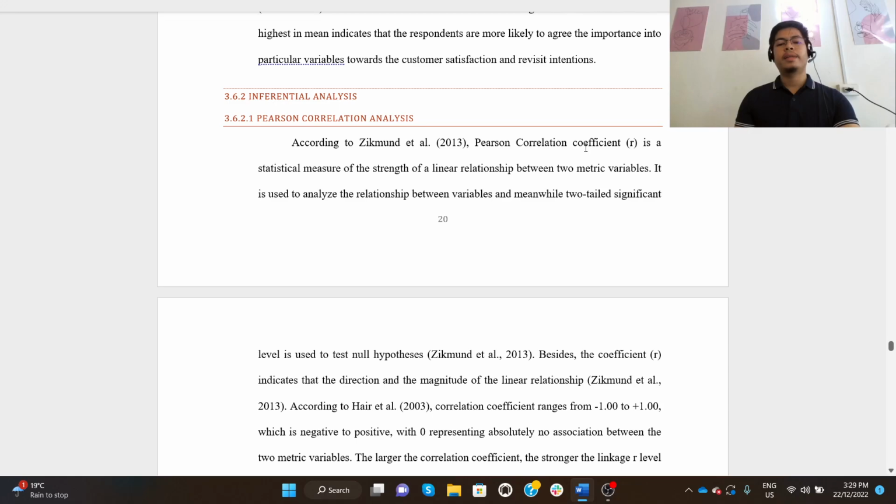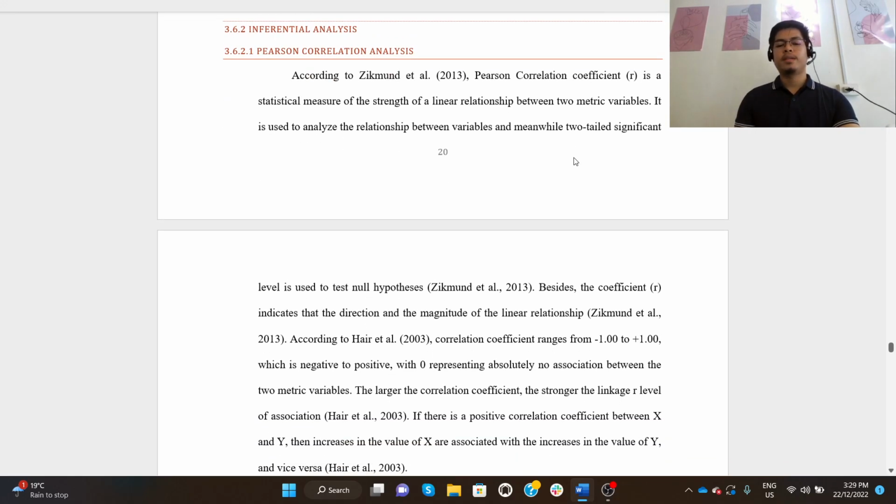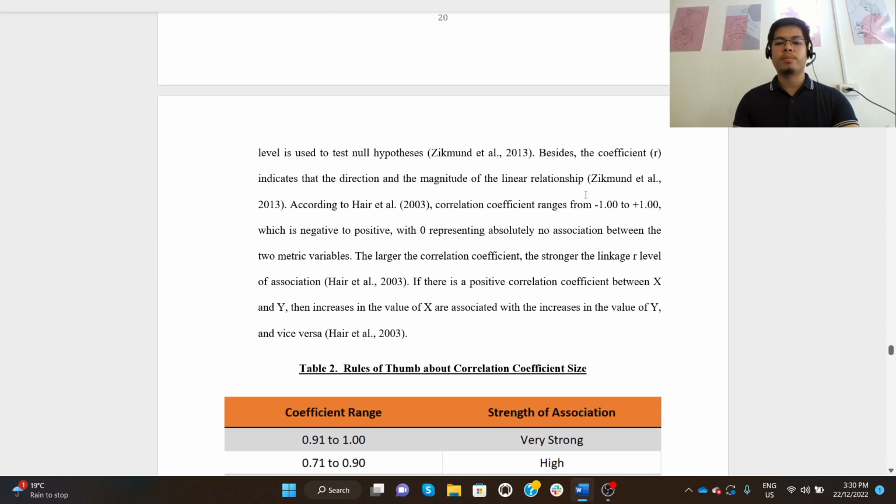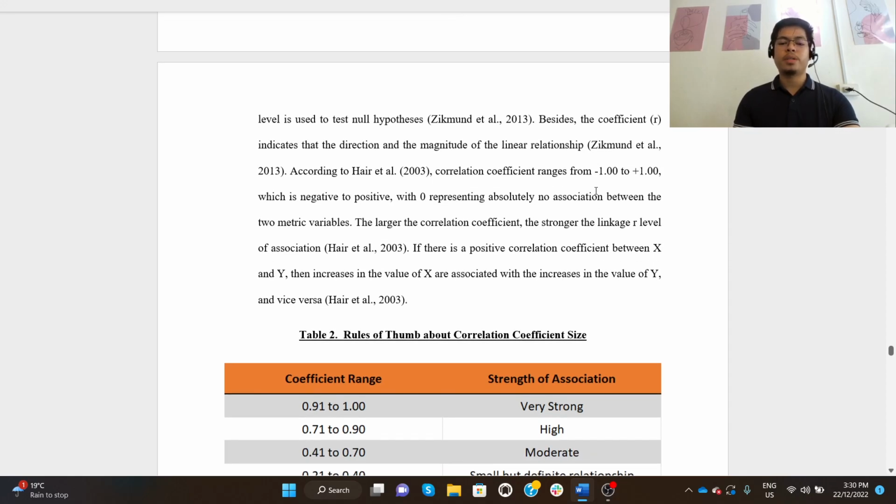Then we have the inferential analysis. Under this, we have the Pearson correlation analysis. According to Zygmunt et al. 2013, Pearson correlation coefficient R is a statistical measure of the strength of a linear relationship between two metric variables. It is used to analyze the relationship between variables, and meanwhile, two-tailed significant level is used to test the null hypothesis. Besides, the coefficient R indicates the direction and the magnitude of the linear relationship, according to Zygmunt et al. 2013.